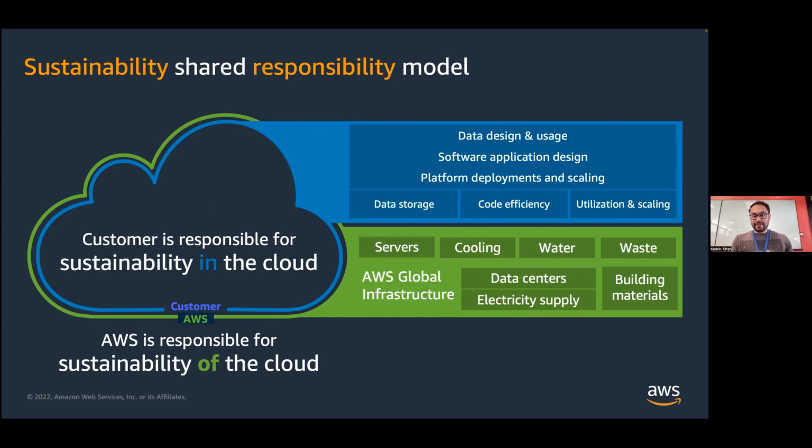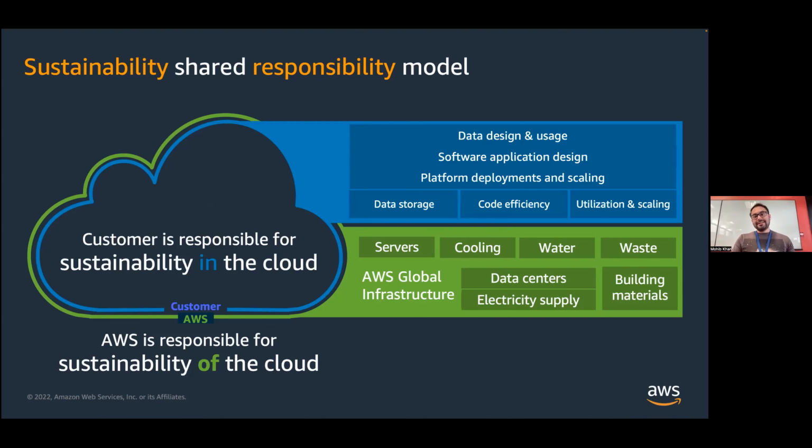That being said, customers are responsible for making architectural decisions for the actual workload, the actual design, and how you can make that more energy efficient and more sustainable. It's the design of your data and how you use it. It's also about code efficiency, because the more efficient code you write, the more efficiently you will consume resources on top of AWS.